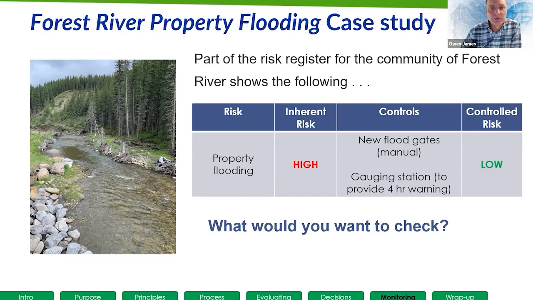They're manual. We've got a gauging station that provides us with 4-hour warning that if there is flooding above the floodgates, then we could actually call people and create evacuation. We think that our controlled risk is low. So what would you want to check?